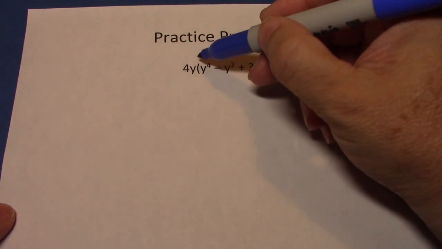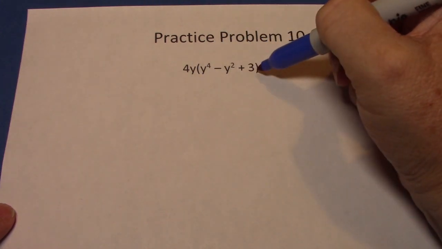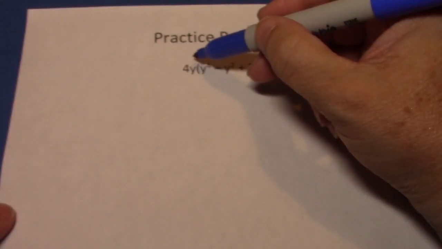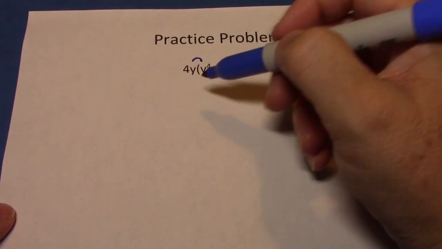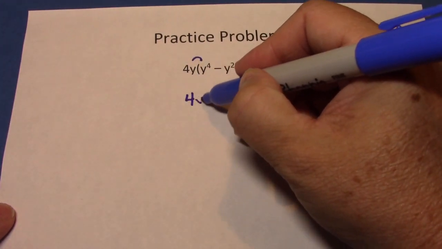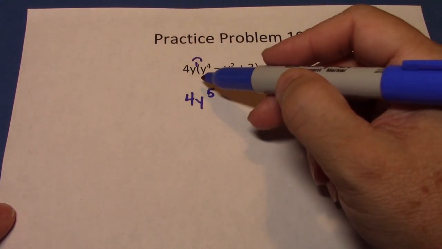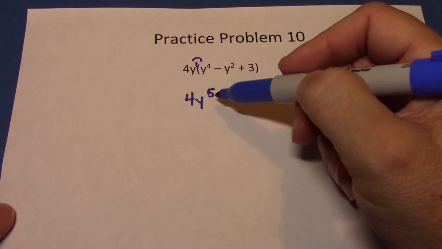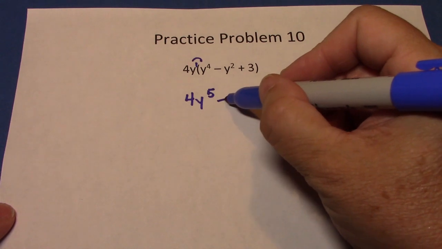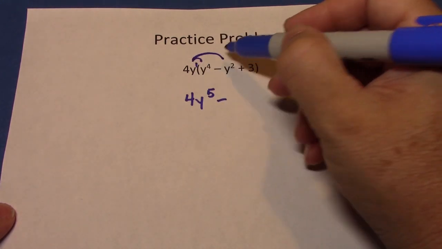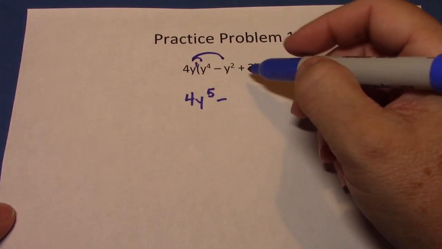Problem number 10 is multiplying the term 4y times a trinomial. So we have to multiply each part of this, each term of this, by 4y. So first of all, this would be 4y to the 5th. That's because this is understood to have an exponent of 1, and when we multiply the same base, we add the exponents together.